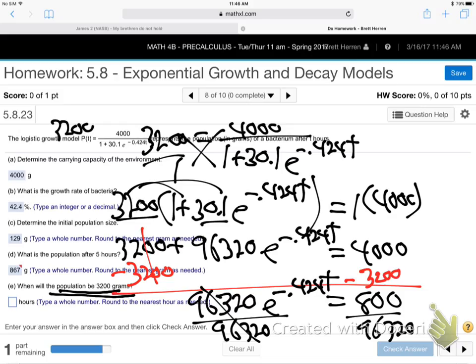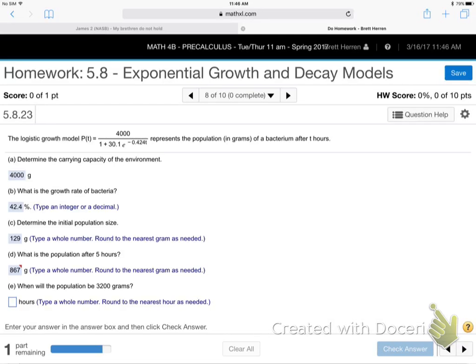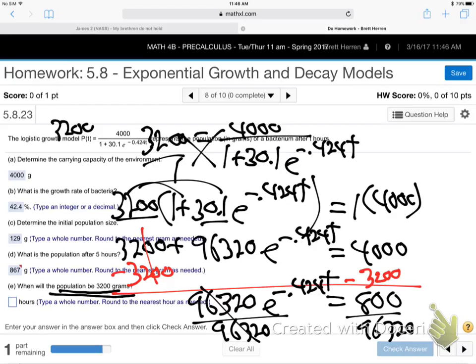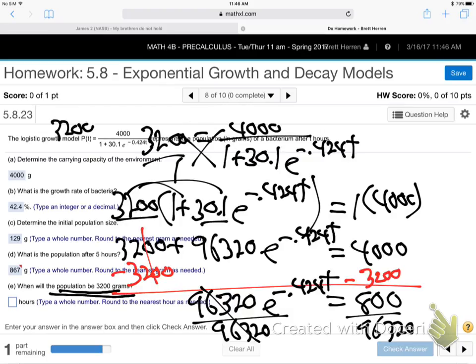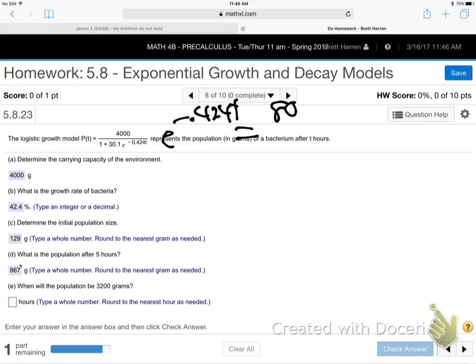All right, so we're almost there. Let's go back. So e to the minus 0.424t is what? 800 over 96,320. Okay, and at this point we do ln. Now the base is alone, isn't it? See how we got the base alone?